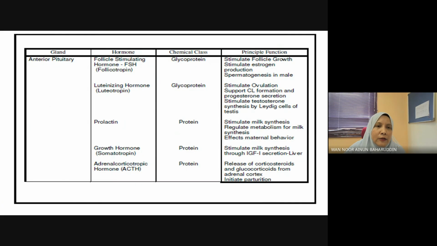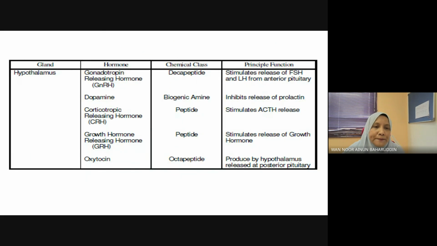Okay. Inside the gland of anterior pituitary, we do have hormone of FSH, LH, prolactin, growth hormone, as well as adrenocorticotropic hormone. They do have the principal functions that are very important inside the body. Then hypothalamus gland also causes the release of GnRH, dopamine, CRH, growth hormone releasing hormone, as well as oxytocin.